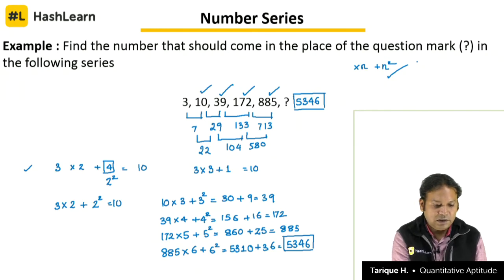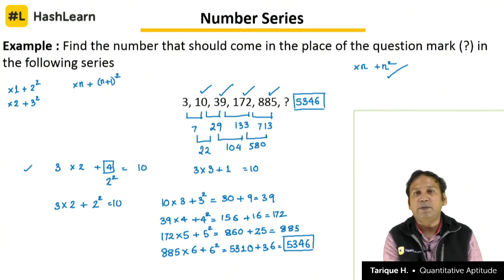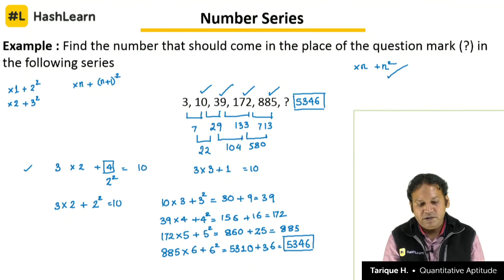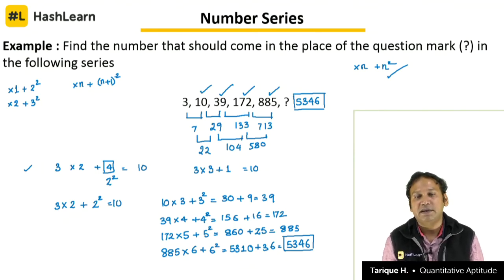It could be something like this also, like first number is into 1 plus 2 square and second number is into 2 plus 3 square. That means into n plus n plus 1 square. This would create another question type. So our aim is to understand and get exposed to different types of patterns that can come in examination, and then using that we solve questions and get the answer.